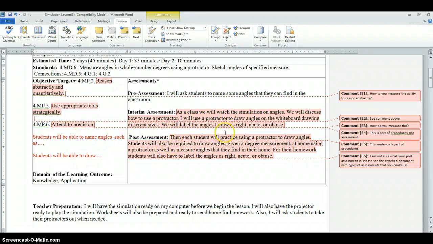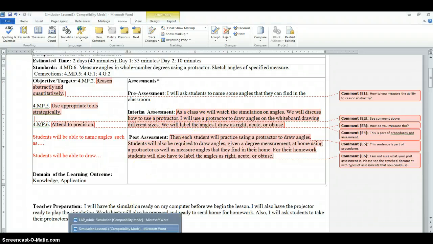What assessment are you going to use at the end of this lesson that will give you feedback on whether your lesson was a success or not? So, for example, in your interim assessment, you are using as a class, we will watch a video. We will discuss how to use a protractor. So, my assumption is that you will be asking them how to use a protractor as part of your assessment.